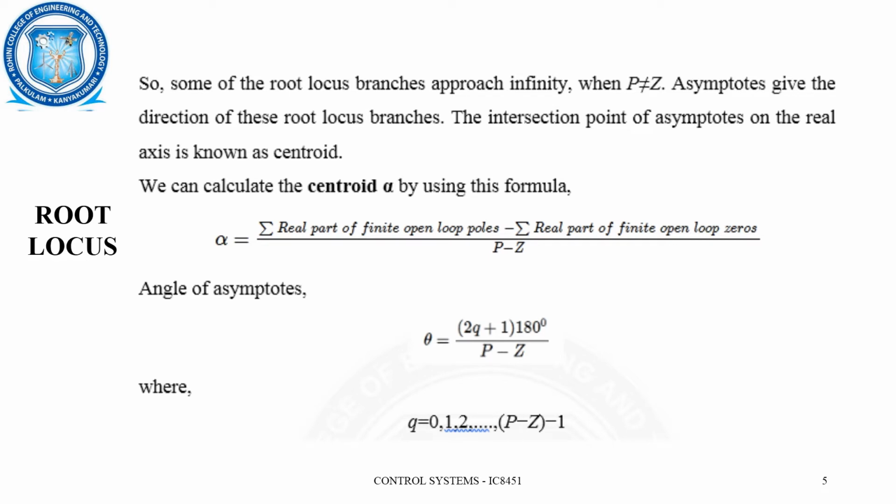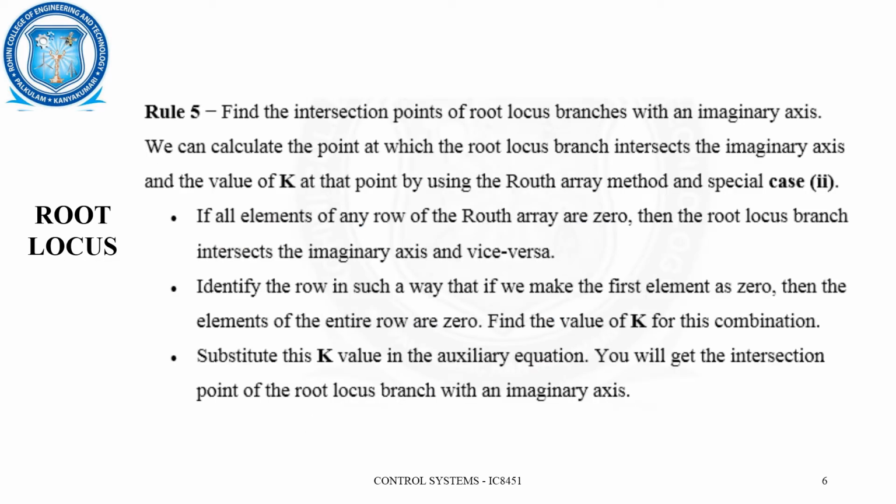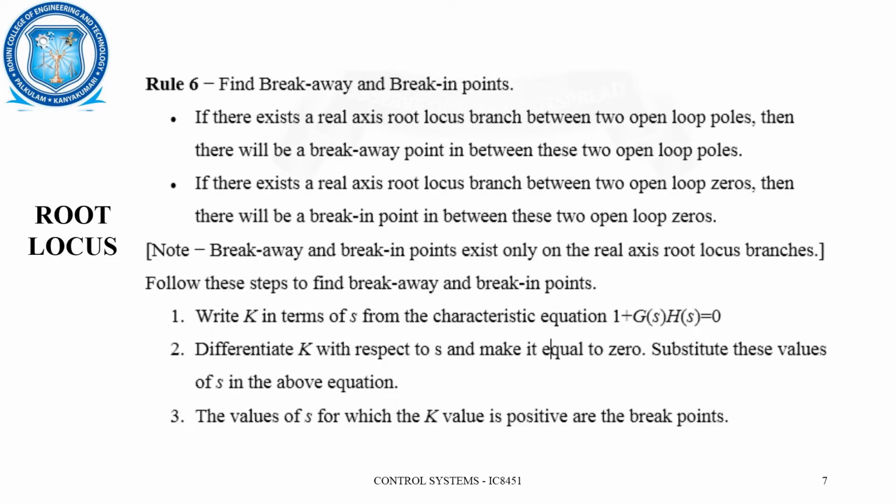The angle has to be marked at a base point. That point is known as the centroid. With varying values of q, theta can be found out. This is rule number 5. Considering rule number 6, we have to find out the breakaway and break-in points. Breakaway or break-in point, what does it mean? If we are considering open loop poles, then there will be a breakaway point.